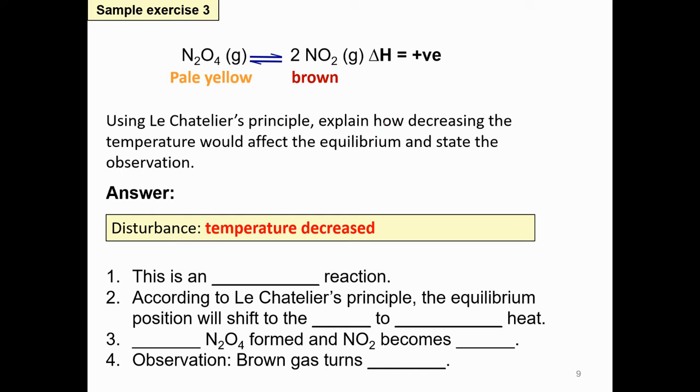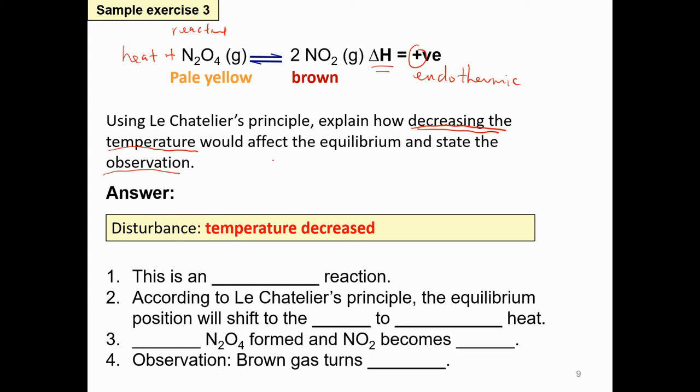Using Le Chatelier's principle, explain how decreasing the temperature would affect the equilibrium and state the observation. Now, first check the reversible reaction equation. Enthalpy given is positive. Positive means endothermic. Endothermic means we add heat on the reactant side. Okay, so heat is absorbed.